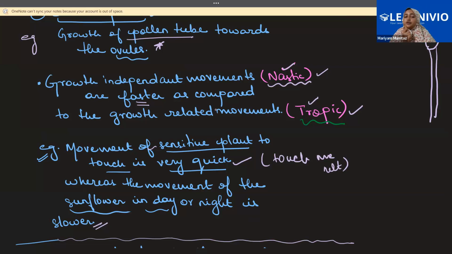But when we talk about, for example, the growth of the stem, the growth of the root, it is very slow. So that is why we can say that the nastic movements or the growth independent movements are faster when you compare them to the growth related or the tropic movements. Clear, students?